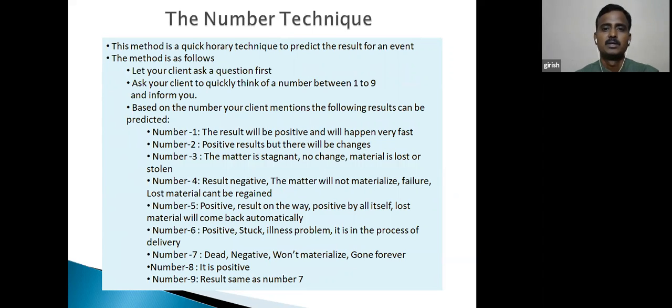Okay. So this is a very simple technique again. All you need to do is, whenever your client asks a question, quickly ask him or her for a number between 1 and 9.